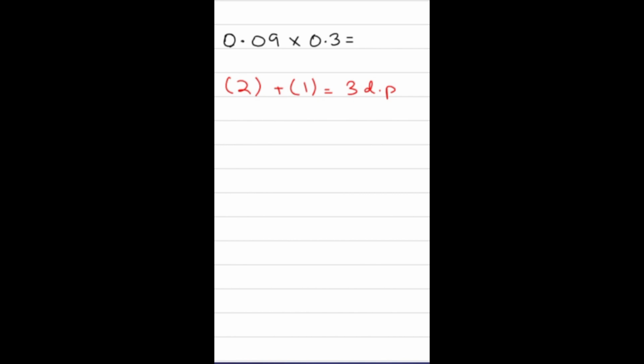For 0.09 it will be 9, for 0.3 it will be 3, and 9 times 3 is 27. Now let's write 27 over here, move 3 decimal places from the right and add our decimal into the answer. Now just fill the remaining spaces with 0. So there you go, our final answer will be 0.027.